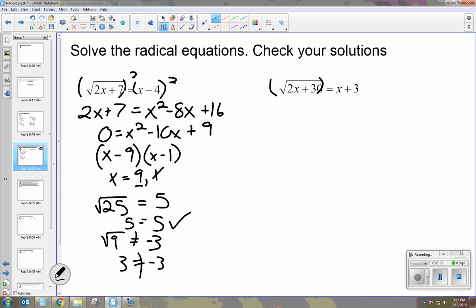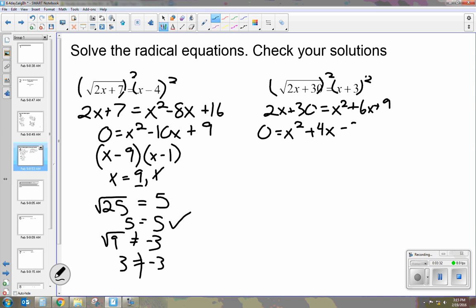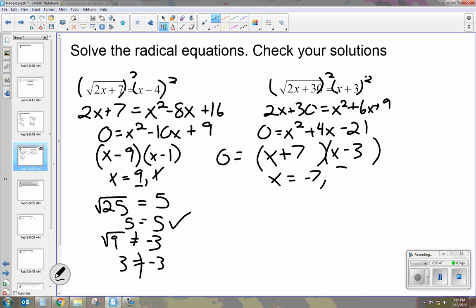Over here we're going to do the same thing, square both sides. We're left with 2x plus 30 equals x squared plus 6x plus 9. Once again, we move everything to one side. We have x squared plus 4x minus 21. This factors into x plus 7 and x minus 3. So x equals -7 and 3.